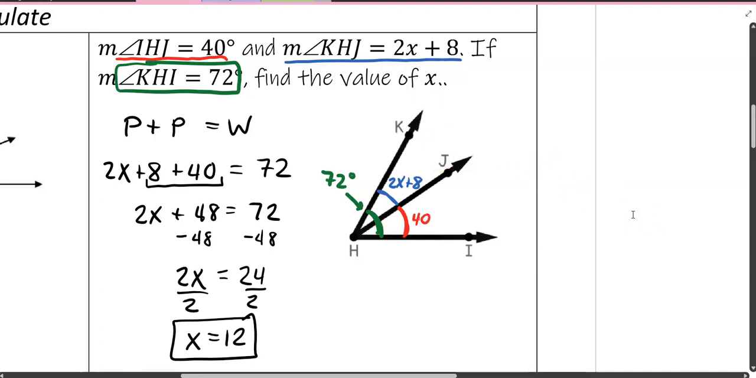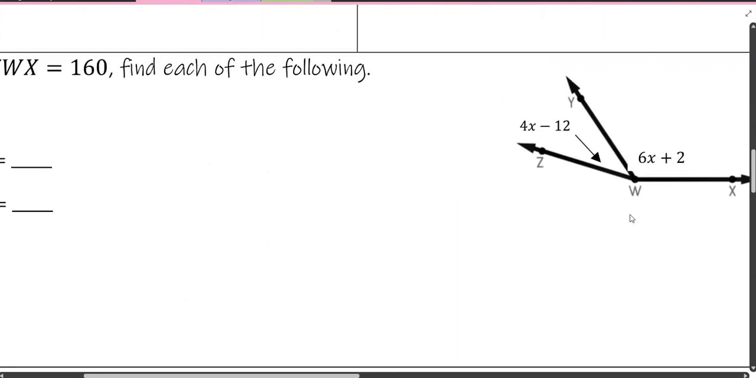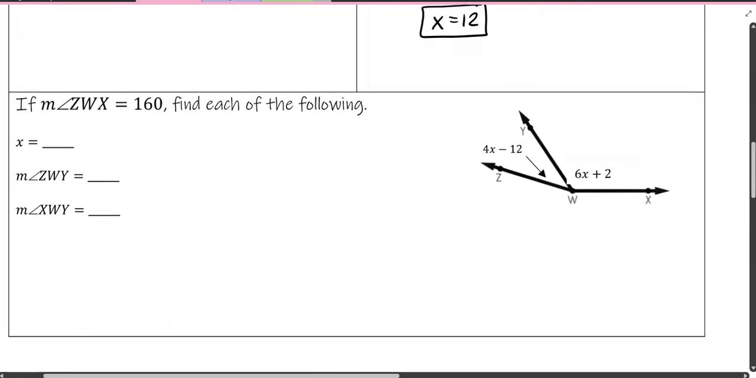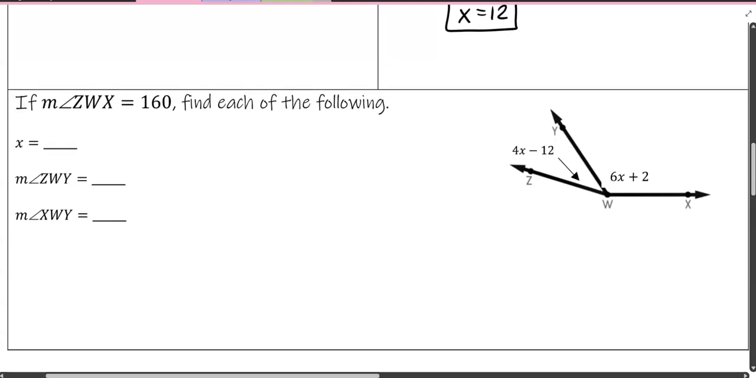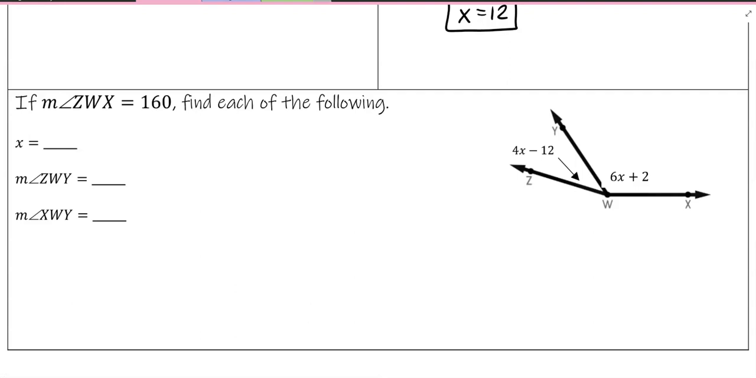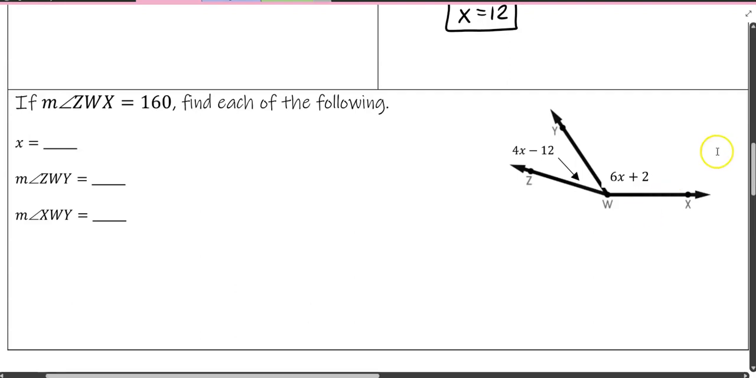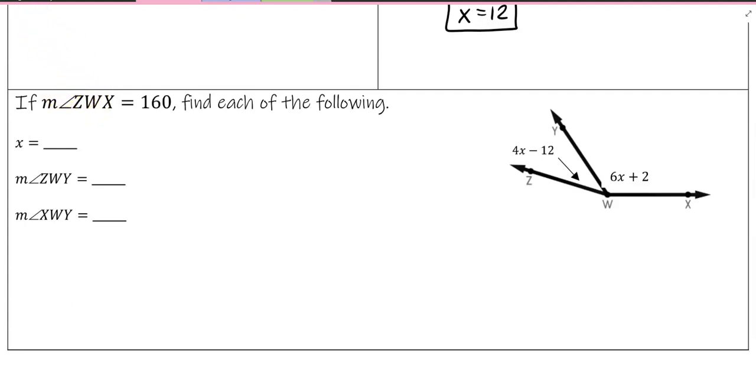So here's your first opportunity now. We're going to have you test out this one right here. So look at this drawing, label it, and set it up. It says the measure of ZWX is equal to 160, and we want to find the measure of each of the following items. Pause this video, try this example out, and then once you are finished, let's hit play, and I'll have solutions for you.